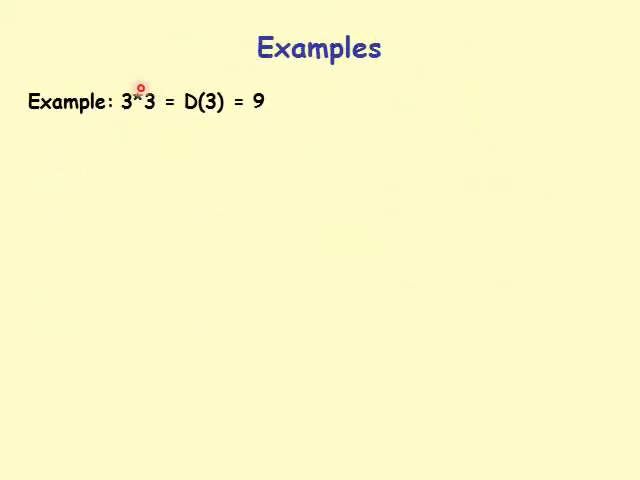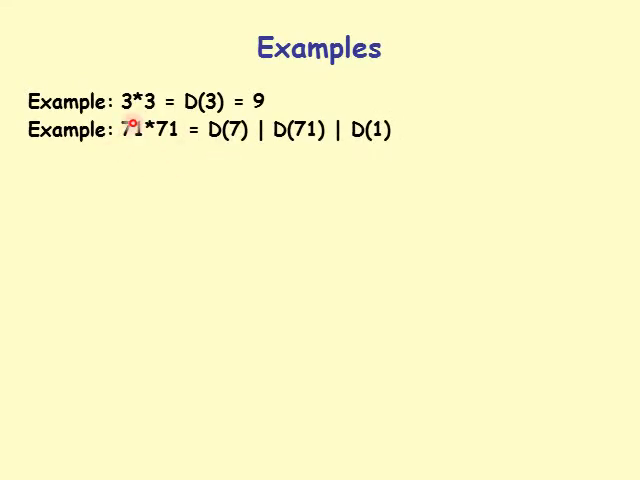So the duplex of 3 is 3 squared, which is 9. Okay, that's my answer here. No carries to worry about. Okay, and let's continue. Another example. I've got 71 times 71.